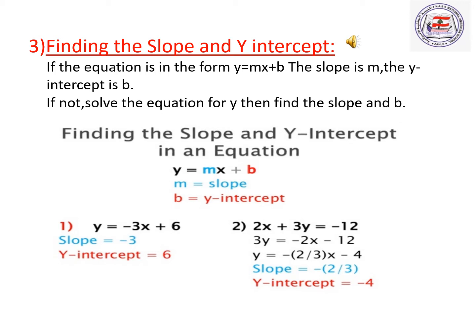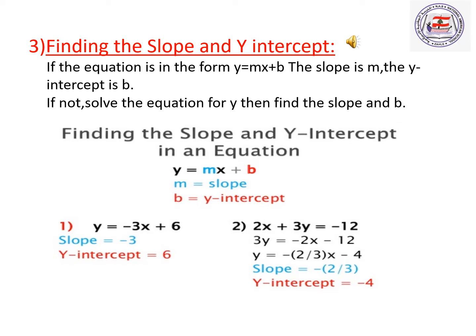Finding the slope and y-intercept in an equation y equal mx plus b. m is the slope, b is the y-intercept. Part 1. y equal -3x plus 6. Slope equal -3 and y-intercept equal 6.